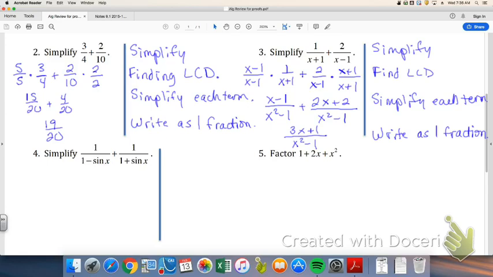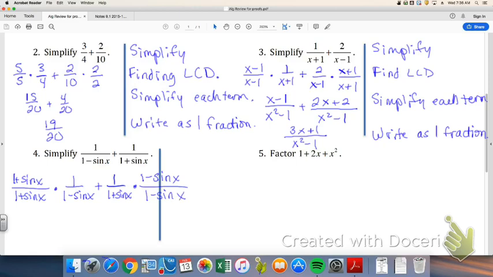1 plus sine x times 1 minus sine of x. So my first fraction, what do I need to multiply my first fraction by? Good. So 1 plus sine x over 1 plus sine x times 1 over 1 minus sine x. Then I have plus 1 over 1 plus sine of x, my second fraction. What do I need to multiply it by? 1 minus sine x over 1 minus sine x.